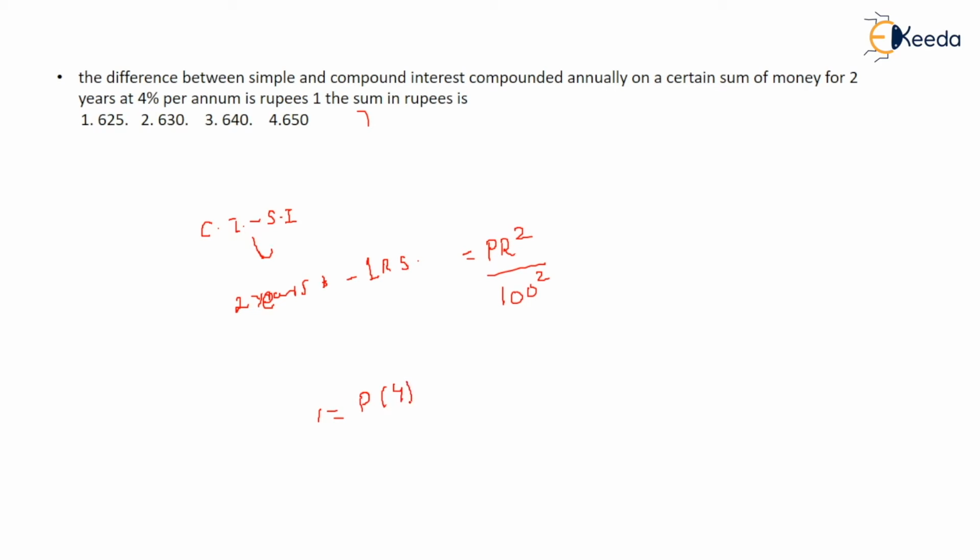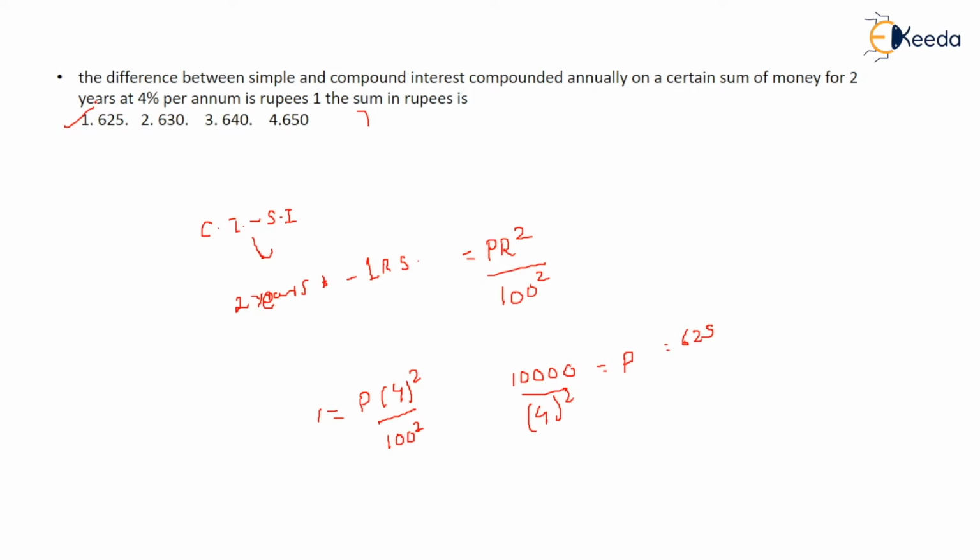We know the rate of interest, that is 4, and 100 square. This comes out to be what? This comes out to be 10,000 divided by 4 square, that is 16, right? So after solving this, the amount that you get will be the sum of the money that they invested. That comes out to be 625. So option number A is correct.